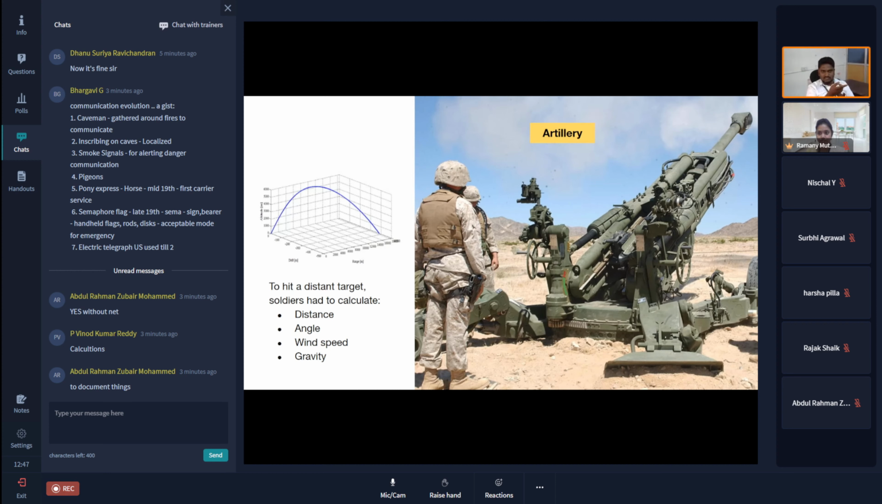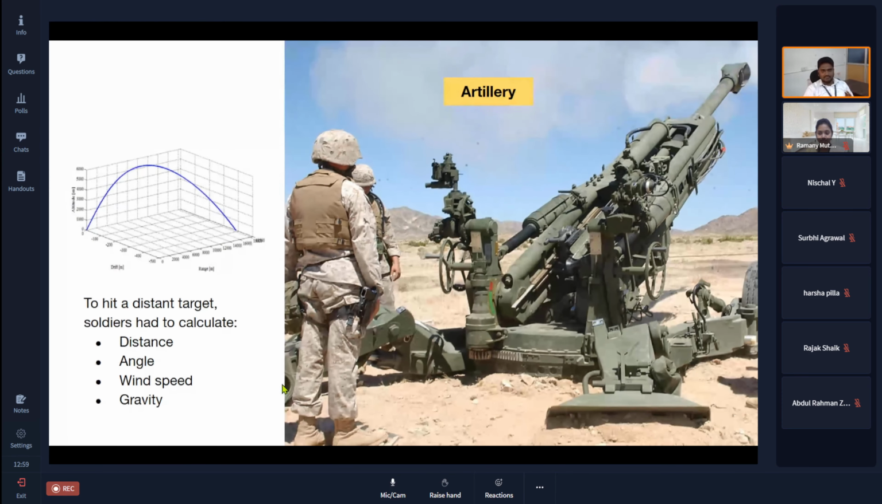You see this machine, right? That artillery, think of it like a cannon. If you want to fire this artillery, you need to calculate distance, angle, wind speed, and gravity. If you want to calculate the angle at which you are going to aim this cannon, you need to perform a lot of manual calculation. It took a complete day.